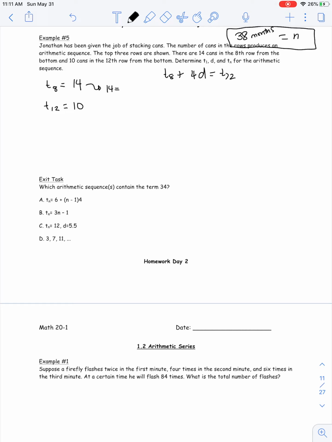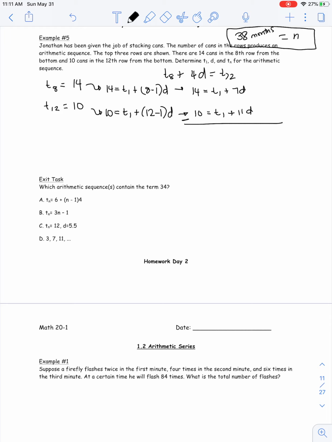Or what you can do is write an equation where 14 equals term 1 plus n, which is 8 minus 1, times your common difference, which we don't know. And we would do the same for the next one. 10 is equal to the first term plus the spot number 12 minus 1 times your common difference. So we're filling into our general equation what we have, and we don't know our term 1 or our common difference, so we leave those blank. And then we're going to simplify this. 14 equals T1 plus 7D, and this one's going to be 10 equals term 1 plus 11D.